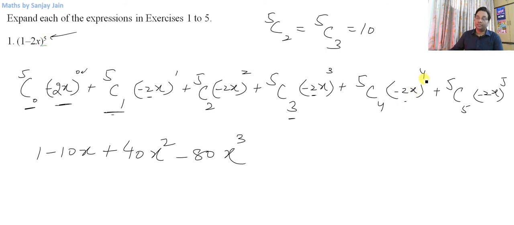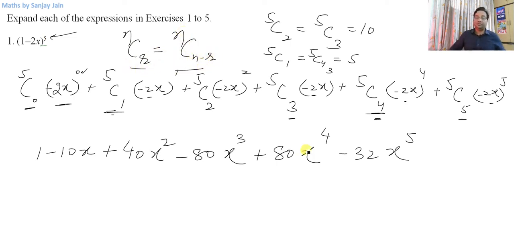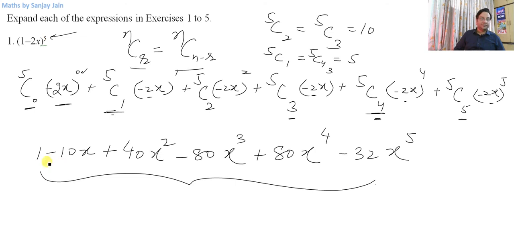2 raised to power 4 is 16. This is 5. So plus 80x raised to power 4. This is 1. This is minus 2 raised to 5th power, minus 32x raised to power 5. See, 5c4 is nothing but 5c1. 5c1 and 5c4 are equal to 5. What I am using here is that formula that we learned, nCr is equal to nC(n minus r). I hope you are comfortable with these notations. So this is the expansion for this. Okay, I hope there should be no confusion.